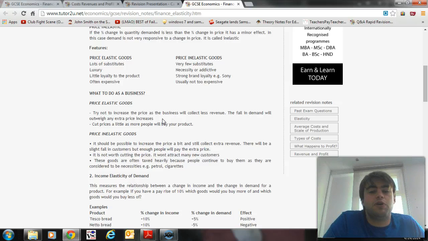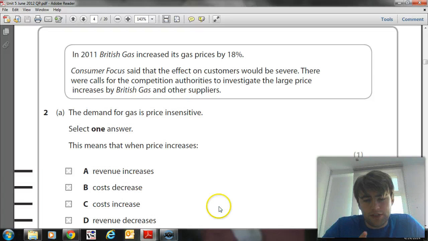So you might be asked in the exam, they might give you some figures, and you can determine whether or not it's sensitive or insensitive. Because if it's sensitive and you increase the price, revenue should go down. If it's insensitive and you increase the price, revenue will go up. Okay, so this is the June 2012 question paper.